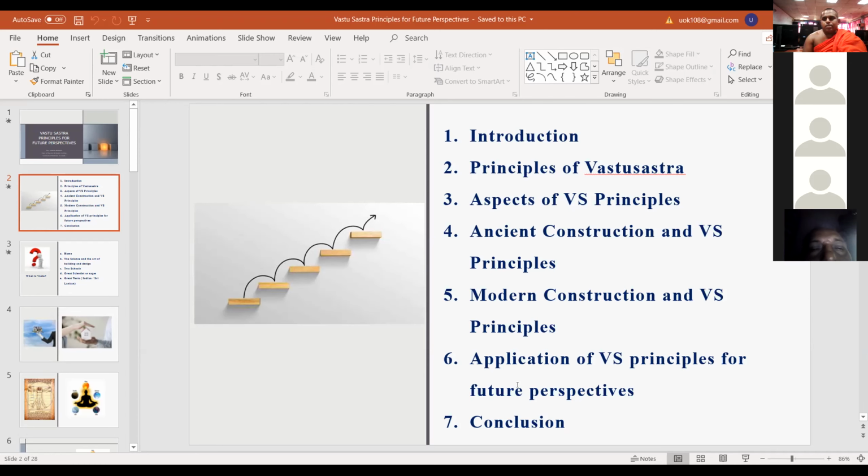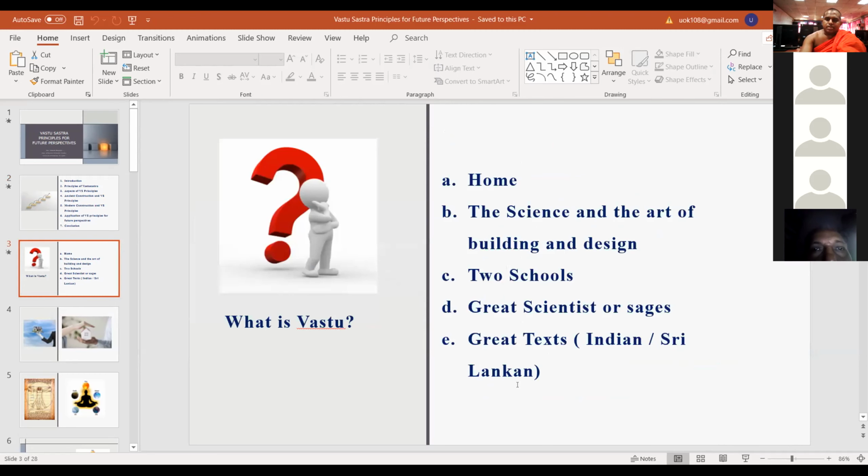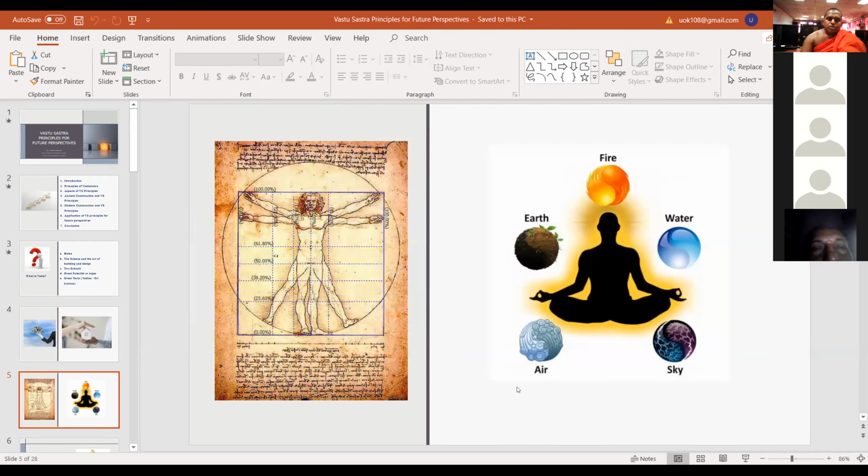And the second factor, when we consider the Vastushastra principles, we have to remember that all the principles related to Vastushastra have been created by considering one's birth time. So that is the second thing we must remember when we talk about the Vastushastra principles. On the basis of the birth time, all the principles have been introduced.